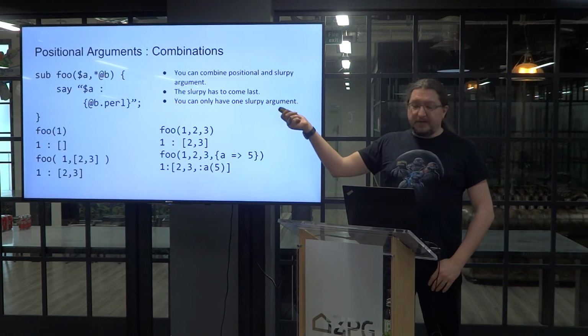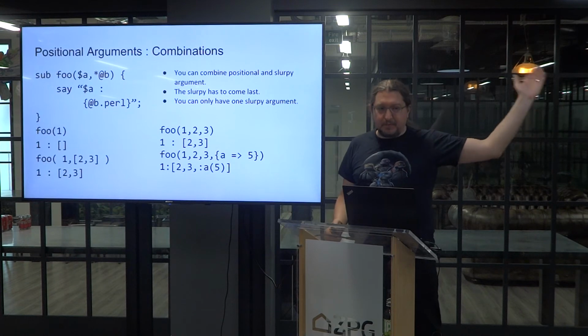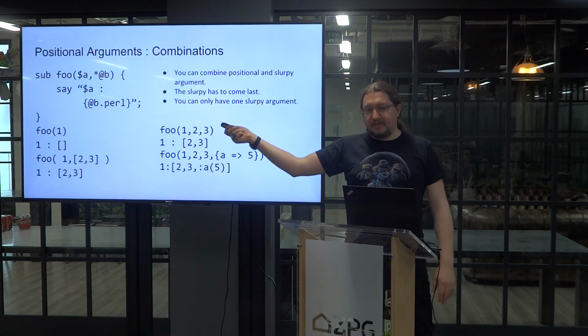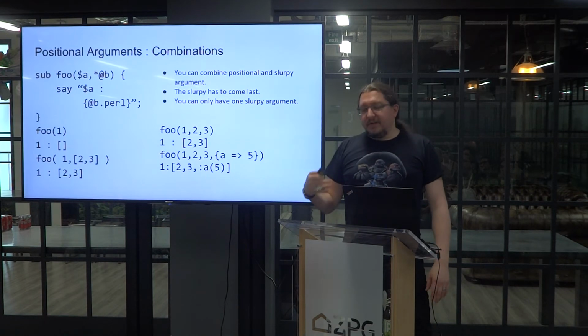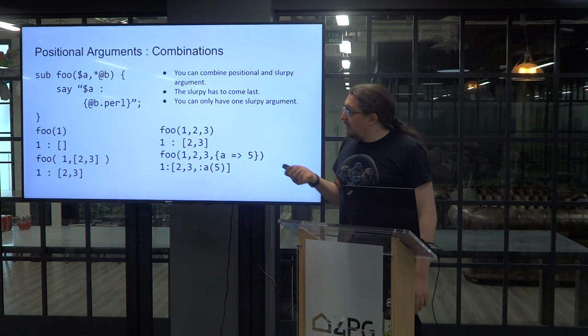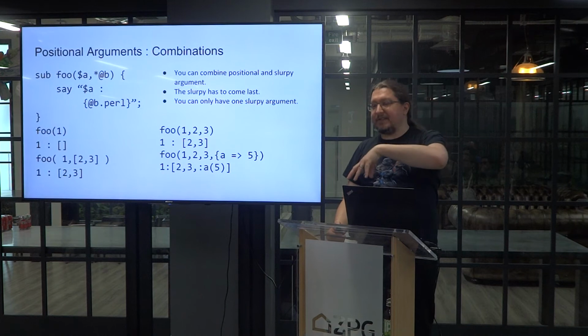You can combine named and slurpy positionals. So if you know that you're always going to have 3 elements, but then you may have optional ones after that, then you can do something like this, where you define the ones that you know are going to be in or required, and then you make the rest of them slurpy. But yeah, slurpy has to be last. So your positional slurpy has to be the last of your positional elements.